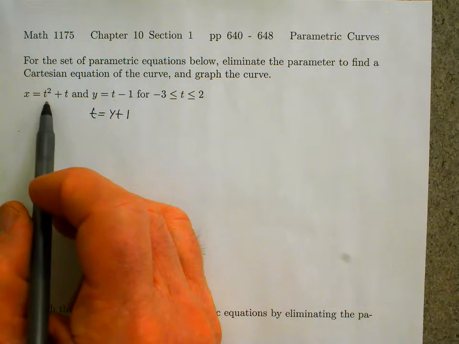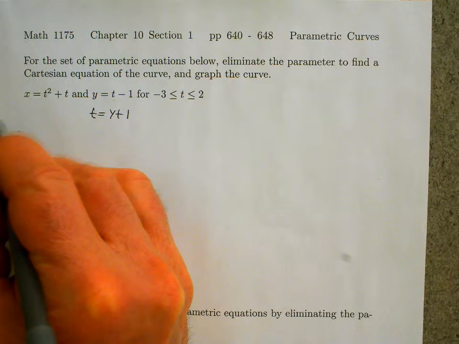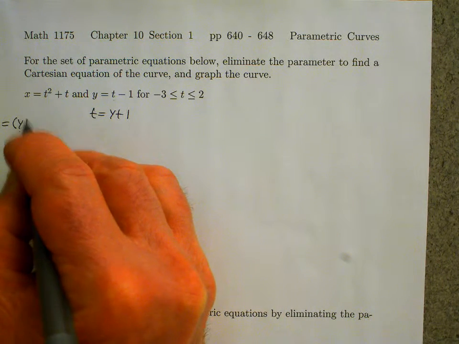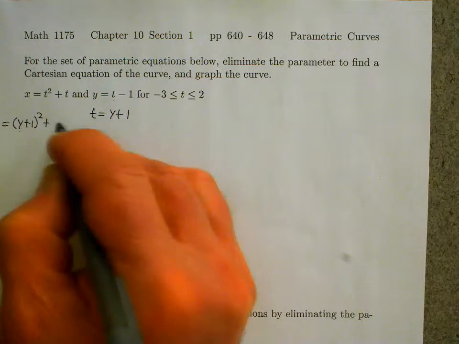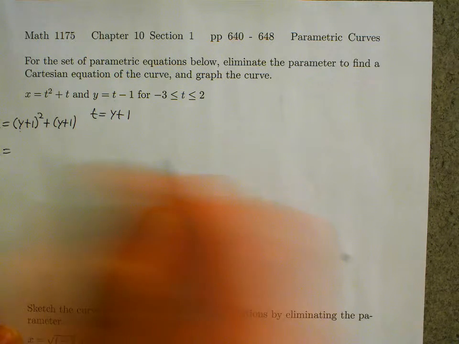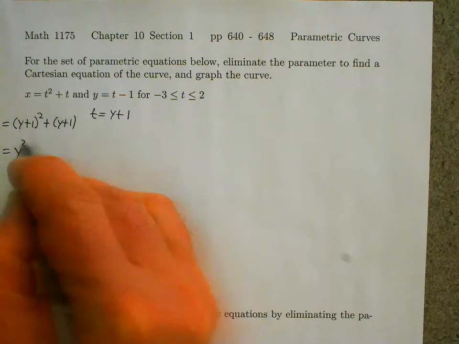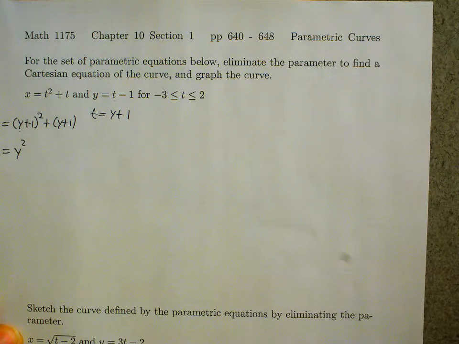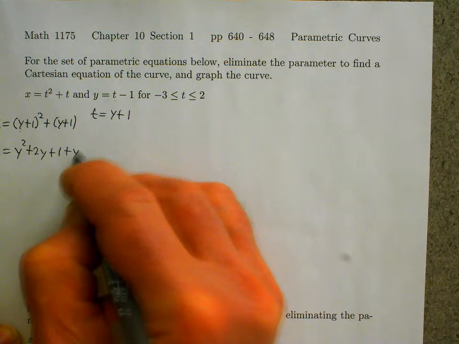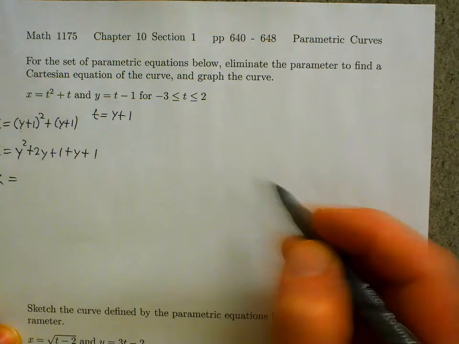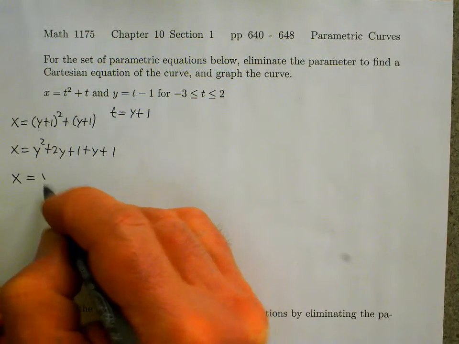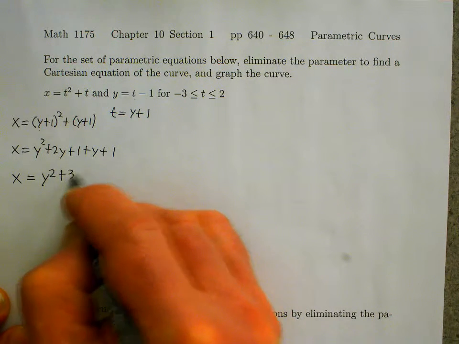And then in the other equation, replace t with y plus 1. So we have y plus 1 squared plus y plus 1. And we just get x expressed as a quadratic function of y. So x is equal to y squared plus 3y plus 2.